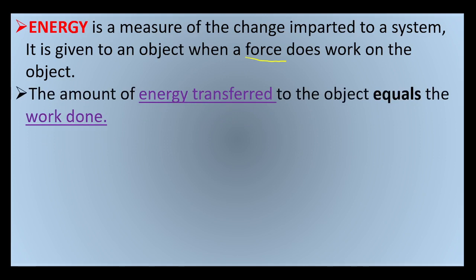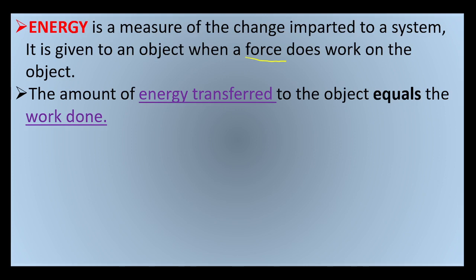So the amount of energy transferred to the object equals the work done. The amount of energy transferred to the object is equal to the what? To the work done. That also simply means that the amount of energy which has been lost by an object is also equal to the what? To the work done.